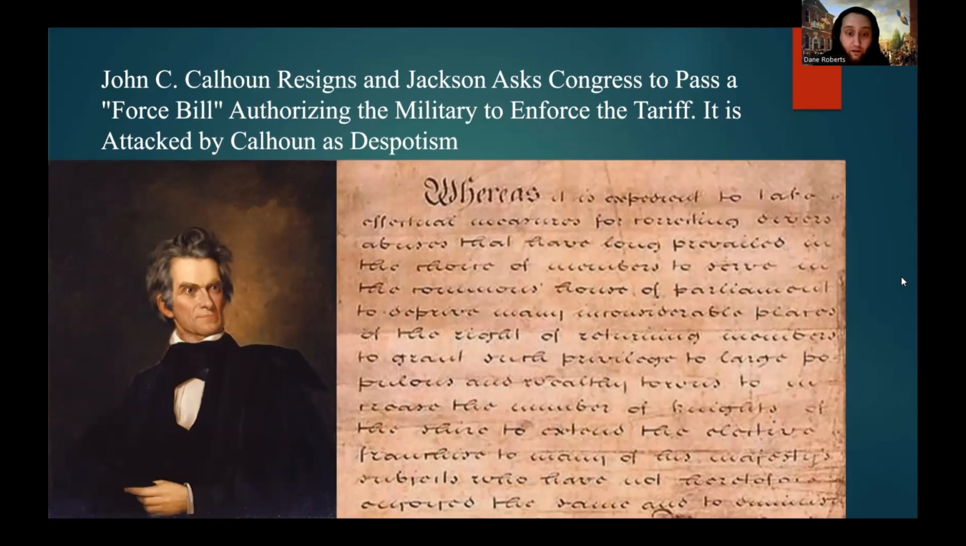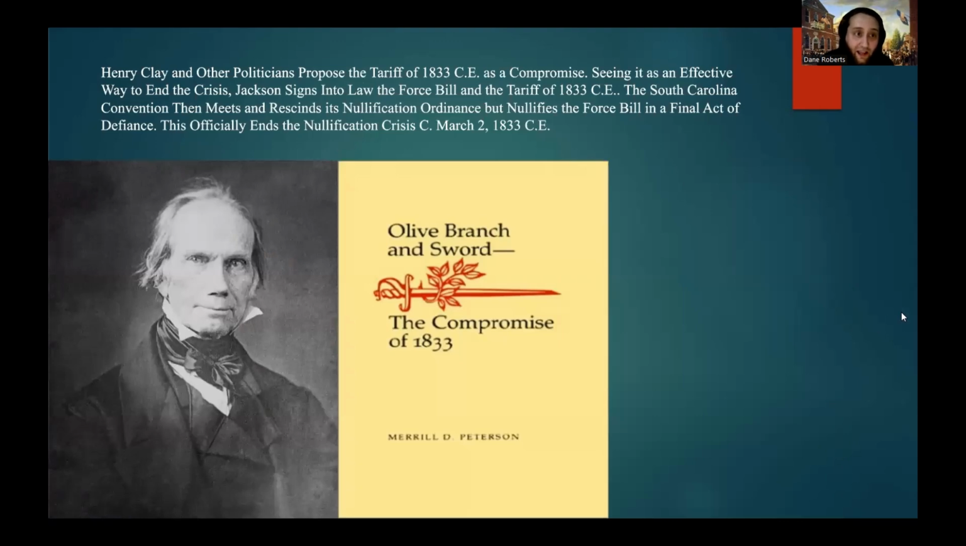As a result of this, John C. Calhoun would resign, and Jackson would ask Congress to pass a, quote, force bill authorizing the military to enforce the tariff, which was then attacked by Calhoun as despotism. Henry Clay and other politicians would then propose the Tariff of 1833 CE as a compromise. Seeing it as an effective way to end the crisis, Jackson would sign the bill into law along with the force bill. The South Carolina Convention would then meet and rescind its nullification ordinance, but would nullify the force bill in a final act of defiance, officially ending the Nullification Crisis on March 2nd, 1833 CE.